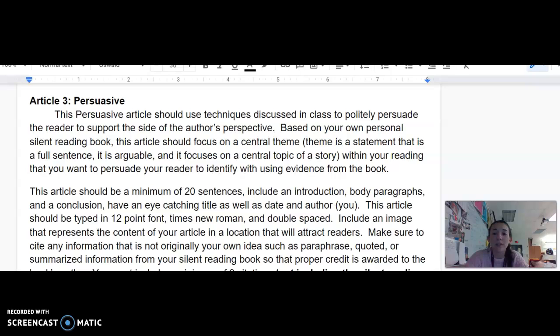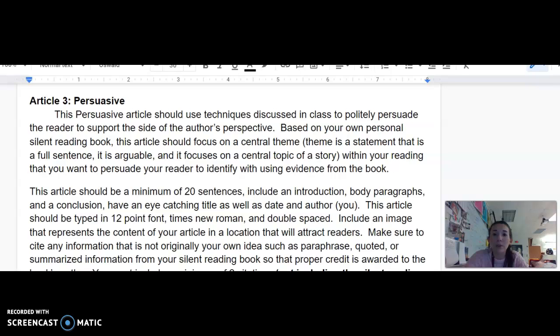We're going to be working on part 3 for article 3, which is going to be persuasive. This persuasive article should use techniques discussed in class to politely persuade the reader to support the side of the author's perspective. Based on your own personal silent reading book, this article should focus on a central theme. So just so we are clear, theme is a statement that is a full sentence, it is arguable, and it focuses on a central topic of a story within your reading that you want to persuade the reader to identify with using evidence from the book.